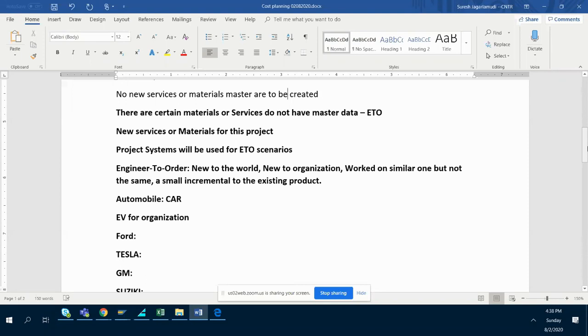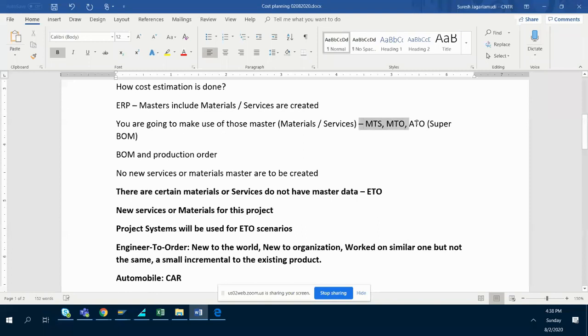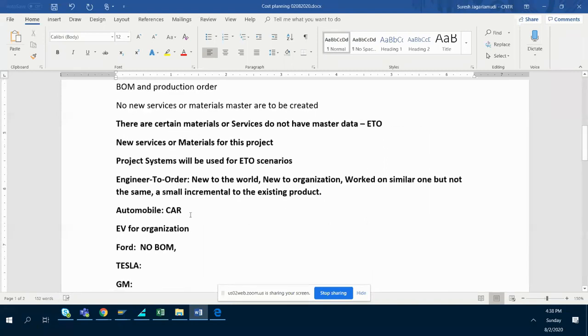No, isn't it? That means there is no BOM existing for them. That is why they have not even released it, isn't it? No BOM as of now. Yeah. So if there is no BOM, you never say these things. If a BOM exists and a production order exists, then only you say these scenarios. Then it should be mandatorily ETO.